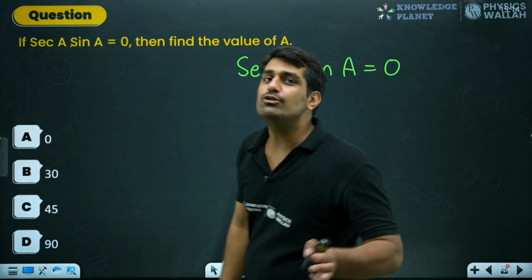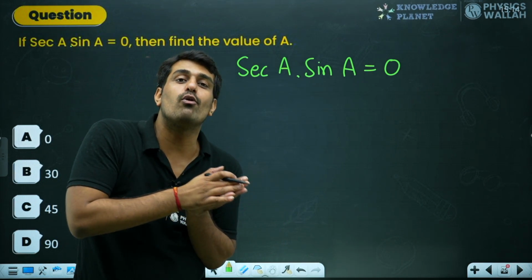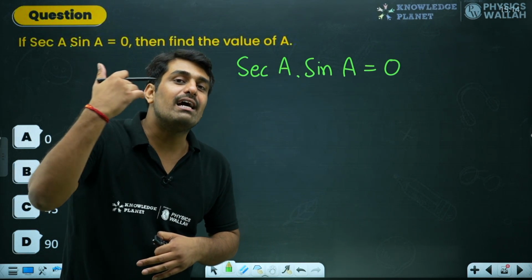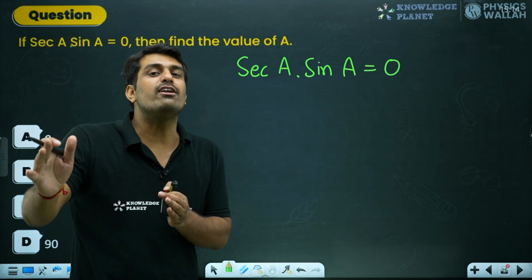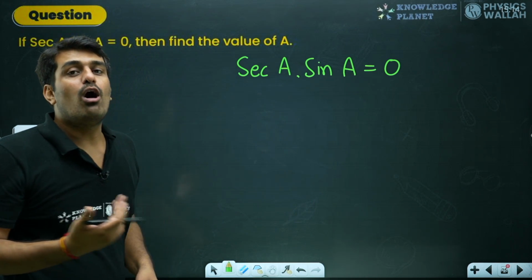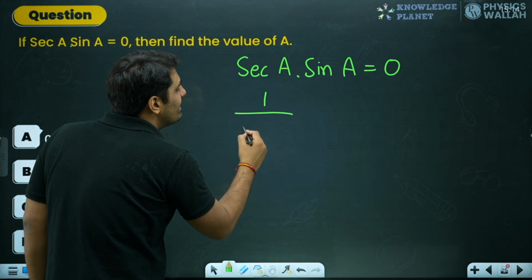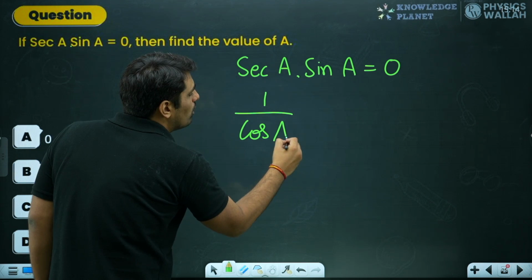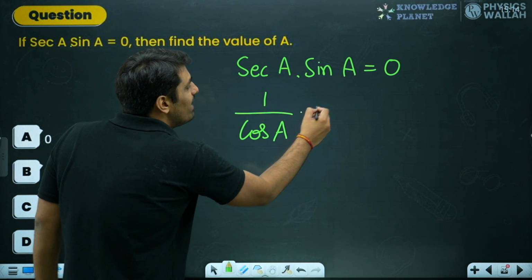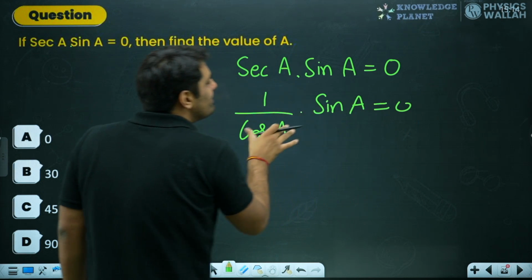Now, trigonometry is all about interchanging these ratios. After this, you are going to learn about trigonometric identities. Over there, you will learn that they are all about interchanging one trigonometric ratio into another. Sec of A can be written in the form of cos A, because sec A is nothing but the reciprocal of cos A. So sec A can be written as 1 upon cos A multiplied with sine A equals 0.